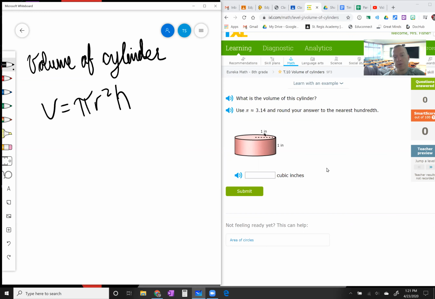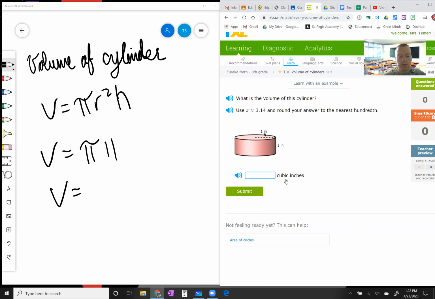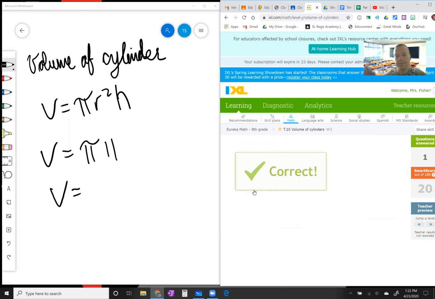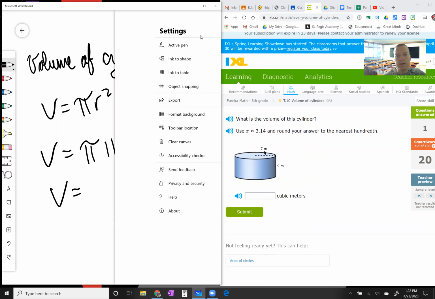Let's look at this first one. This first one's very simple. Our volume is going to be pi, our radius squared, which is 1, times our height, which is 1. So pi is 3.14, so 3.14 times 1 is 3.14, and times 1 is still going to be 3.14. Okay, let's look at another one.